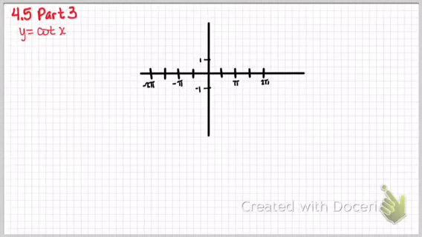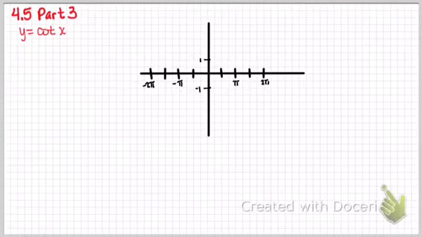4.5 Part 3 talks about the properties and the graphs of the cotangent, cosecant, and secant functions. So let's start out here first with our cotangent function. Cotangent, remember, is a reciprocal of tangent. So it's going to look similar to tangent. It's a reciprocal, so it's going to be flipped upside down, which means we're going to start at the top and go down instead of like tangent that started at the bottom and went up.